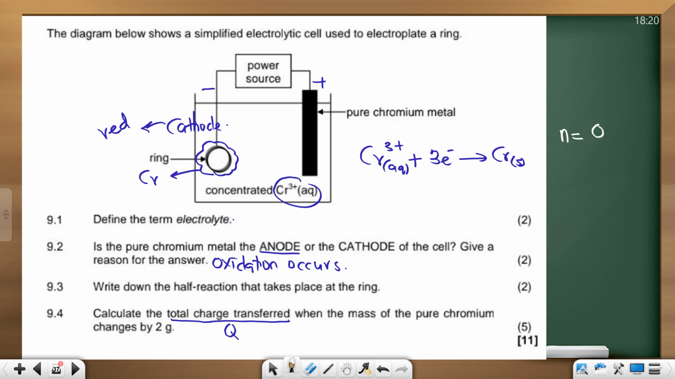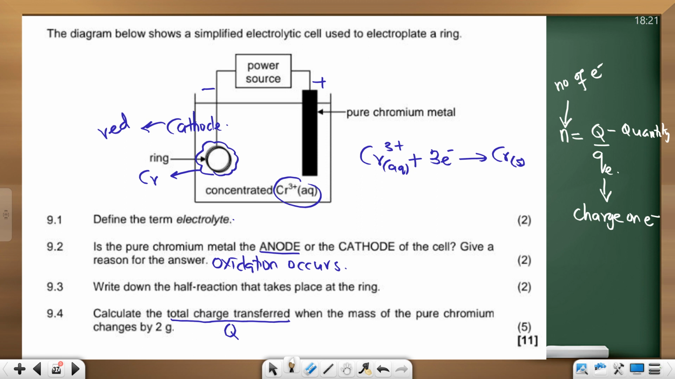N equals Q over Qe, where Q is the quantity of charge. What is Qe? The charge on an electron. And what is N? The number of electrons. So it's a paper 1 formula that we're bringing into paper 2. All right. So calculate the total charge transferred when the mass of the pure chromium changes by 2 grams.